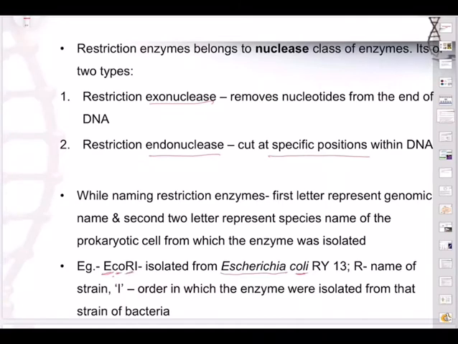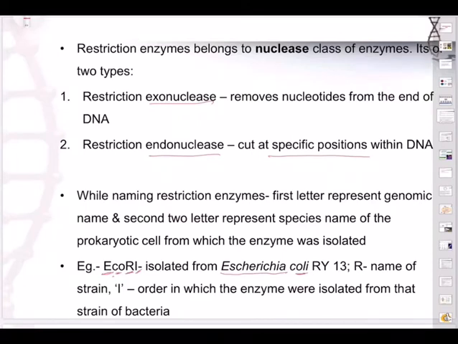And the 4th letter represents R. R means rough strain. You know, in every bacterium or prokaryote, there are 2 strains, rough strain and smooth strain. If some granules are there on the body, then we say rough. If it's not there, it is smooth. So R represents rough here. And what about the 1 in EcoR1? 1 is the sequence or order in which the enzyme was isolated from the strain of E. coli.